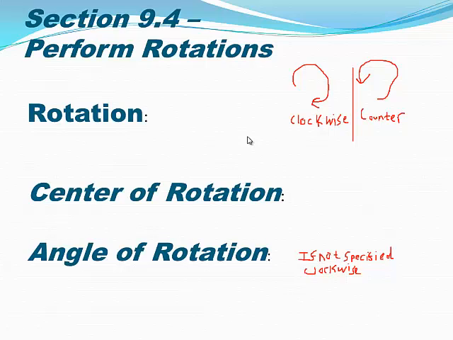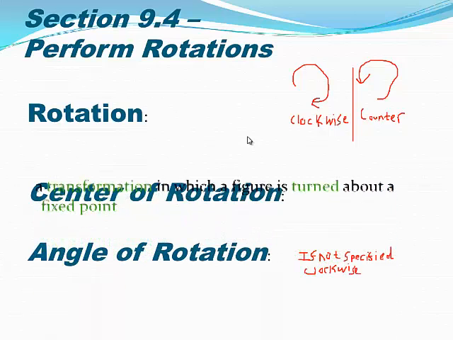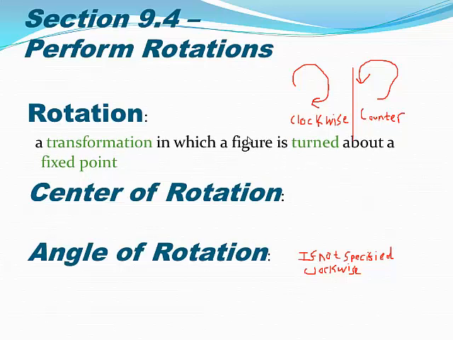All right, this is section 9.4, performing rotations. First thing I have to do is define what a rotation is. Basically, a rotation is a transformation in which a figure is turned about a fixed point. Since it's a transformation, that means it preserves isometry, which means the shape of the figure does not change, the size of the figure does not change, it just changes position.